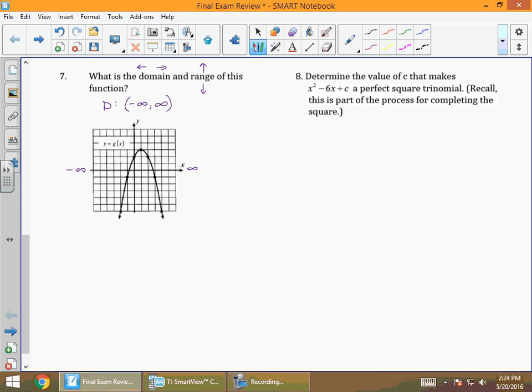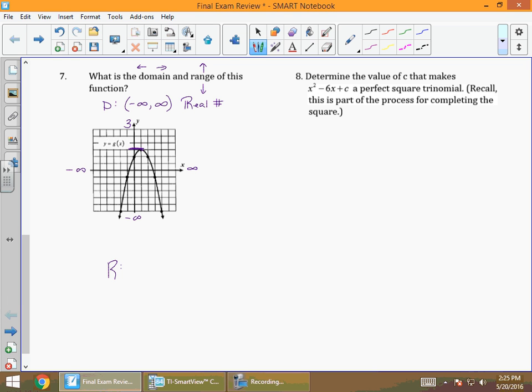And this is the same thing as saying all real numbers. The range is how high will this thing go? I can see the top of this graph is right here. That's as high as it's going to go. That's up 1, 2, that's up 3. Now how low will it go? The arrows show you that it's going all the way down here to -infinity.